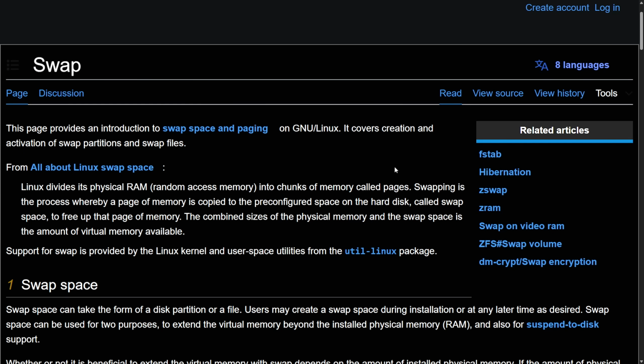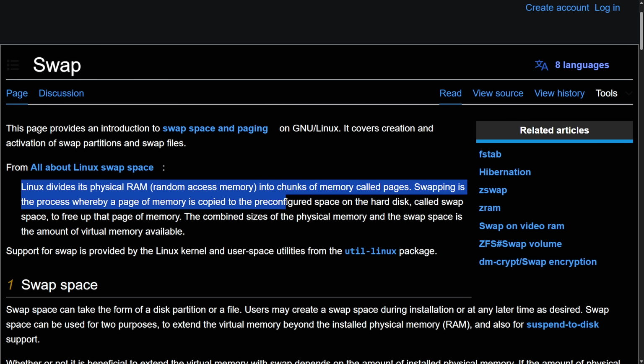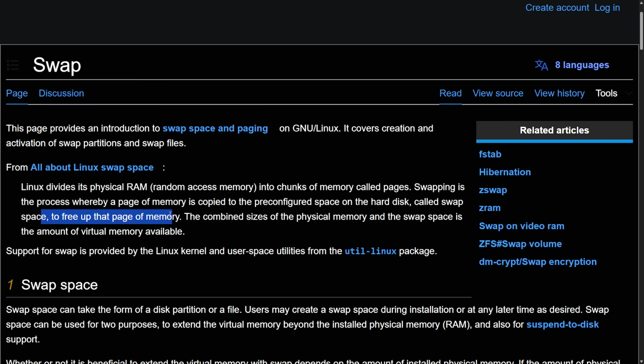There are many resources for this, some better than others, but as the Arch Wiki explains it, Linux divides its physical memory, random access memory, into chunks of memory called pages. Swapping is the process whereby a page of memory is copied to the pre-configured space on a hard disk called swap space to free up that page of memory. The combined sizes of the physical memory and the swap space is the amount of virtual memory available.